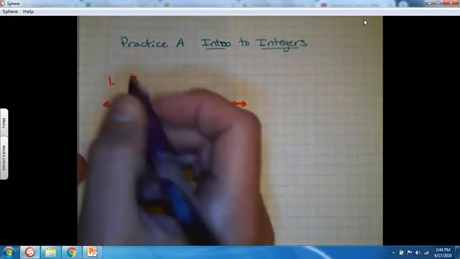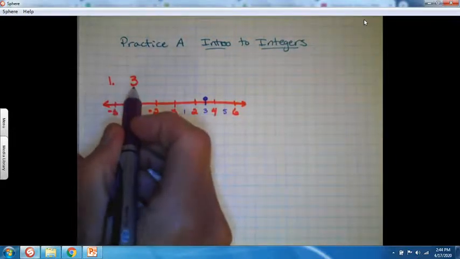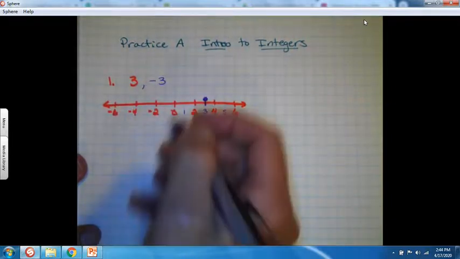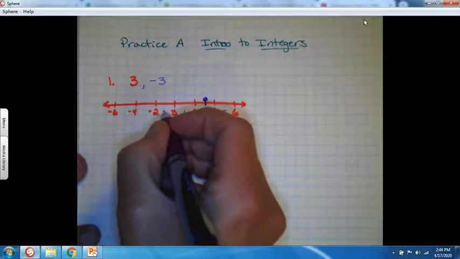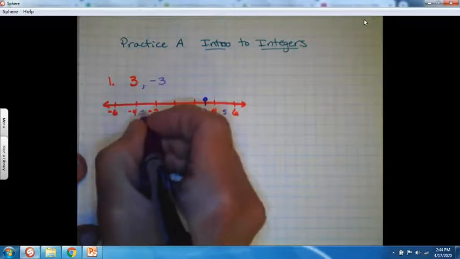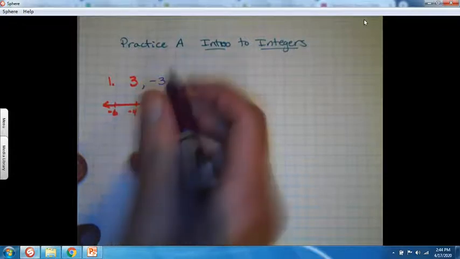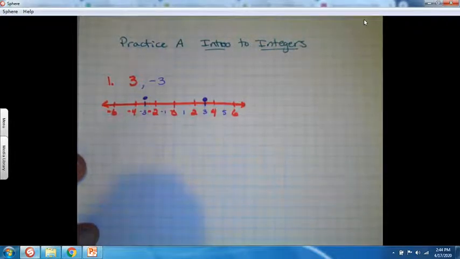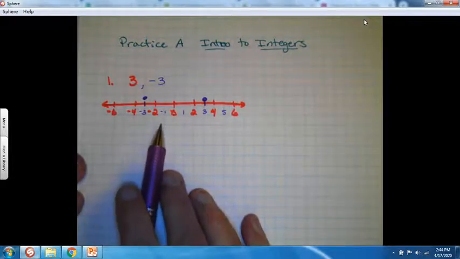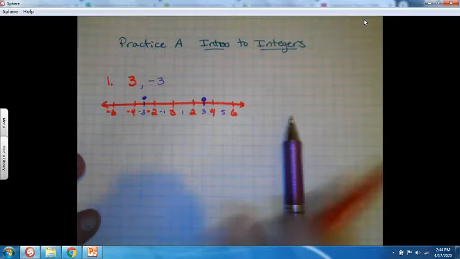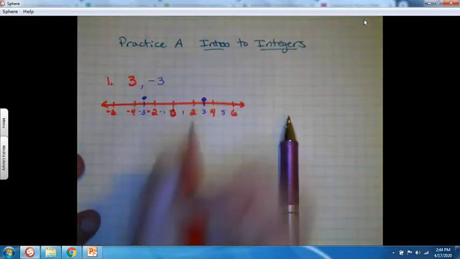And the opposite. What's the opposite of 3? -3. So they want you to graph that. Here's 0, -1, -2, -3. So here is your -3. That's all you have to do for number 2. You don't have to do number 1 because you just copied it in your notes, so don't worry about redoing number 1. So that's 0 right there.